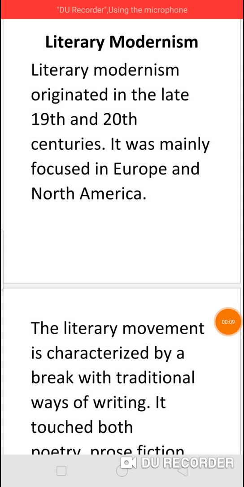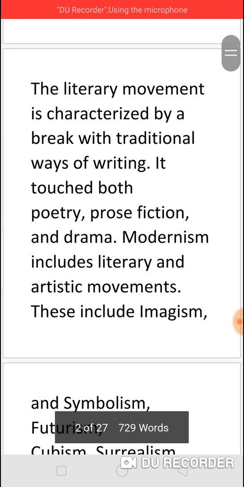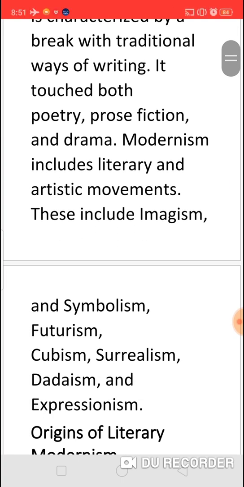Literary modernism originated somewhere around the late 19th and 20th century, and it was mainly focused in Europe and North America. The main characteristic of this literary movement is that it broke away from the traditional way of writing, and it was found in all poetry, prose fiction and drama. It also included literary and artistic movements, including imagism, symbolism, futurism, cubism, surrealism, dadaism and expressionism.